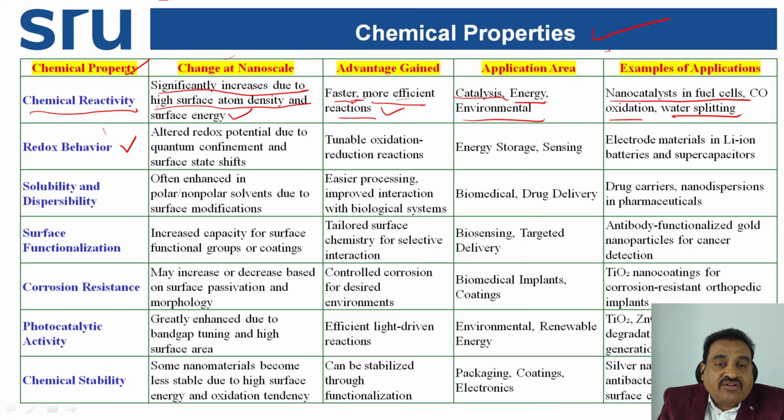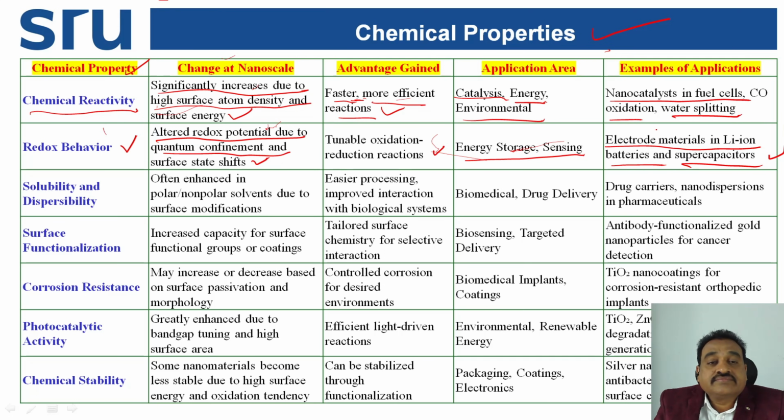So redox behavior also we can understand here. Altered redox potential due to the quantum confinement and the surface state shift. That is the change at nanoscale. Advantages are tunable oxidation and reduction reactions. Application is energy storage and sensing. So these are used in energy storage and sensing. What are the examples you see here?